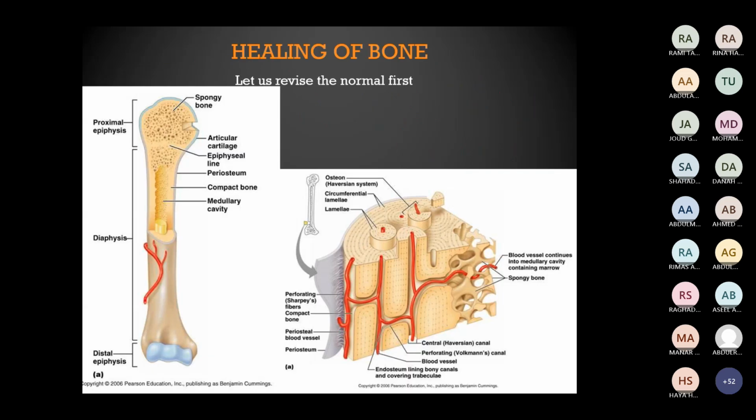Now this is actually a revision slide. You can remove this. This doesn't have any importance. All these things you already know. I told you about the spongy bone, the cortical bone, the periosteum, the compact bone, everything you know it.